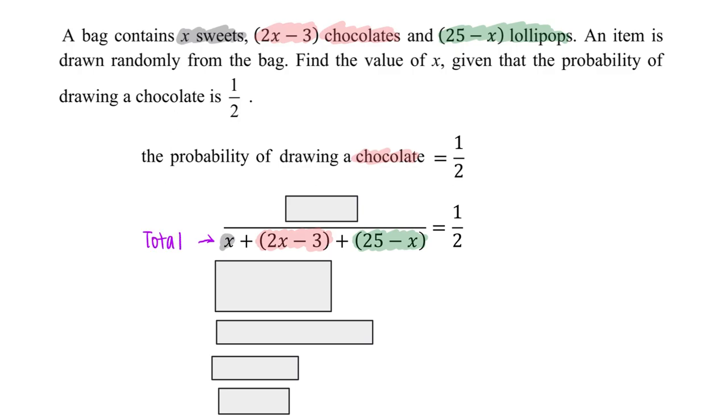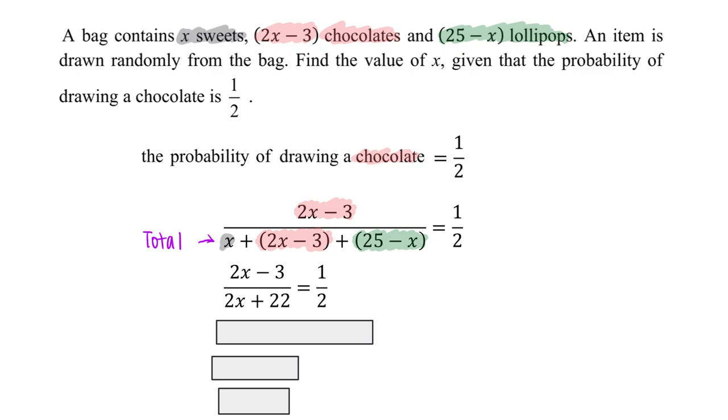So I just add them together. And out of this total, since we are talking about chocolates, that's why the chocolate is on top. This is the number of chocolate. And when I divide, they tell me the probability of getting one chocolate, which is half. Okay? So when I simplify the total, I will get 2x plus 22. Okay? X plus 2x minus x will give me 2x. Minus 3 plus 25 will give me positive 22.